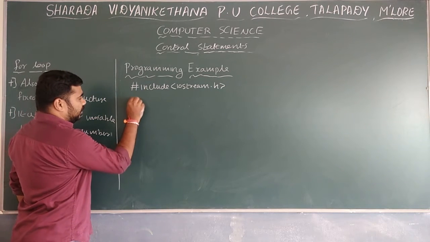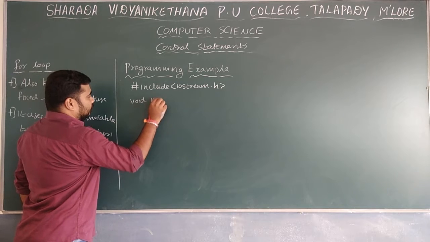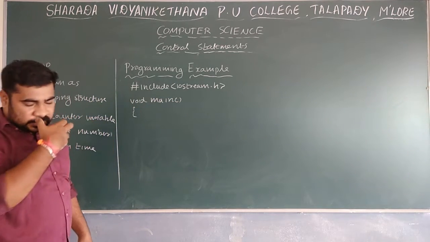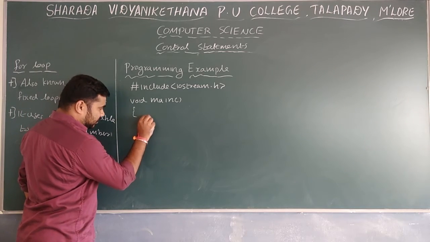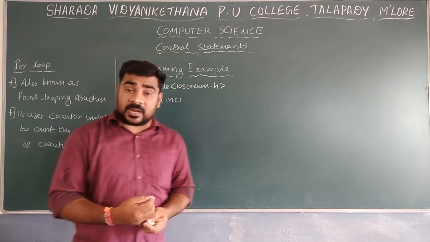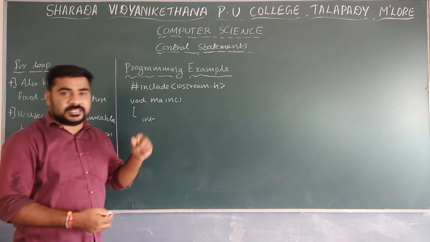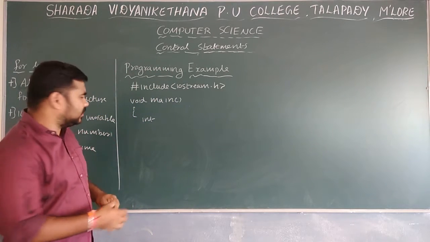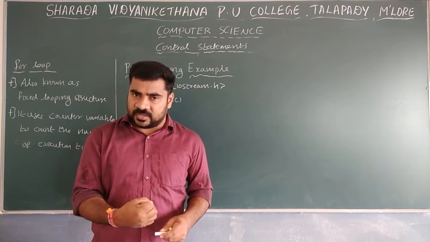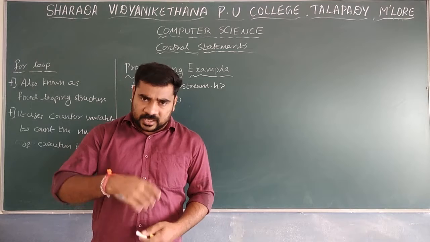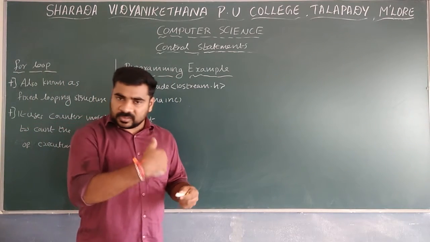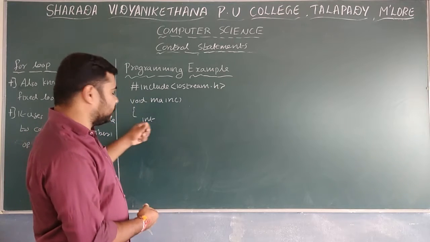Next I will start with void main, then an open curly bracket. Next I will declare the integer variables. Which variables are required, I will write later because that is easier, so just give the space here. If you already know programming, you can write them. If you don't, you can write them later.